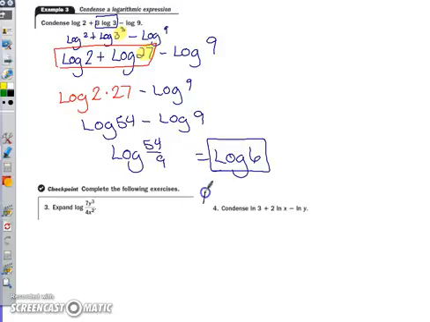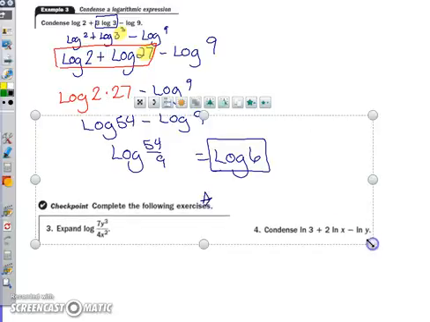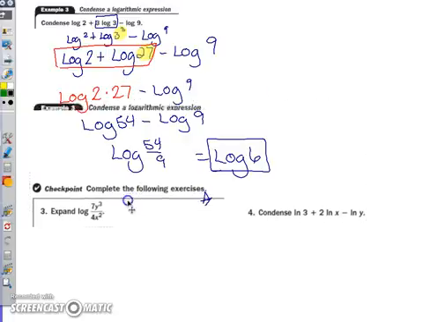We're going to do this condensing next. And then we will do some expanding. All right, so patience as I enlarge this.